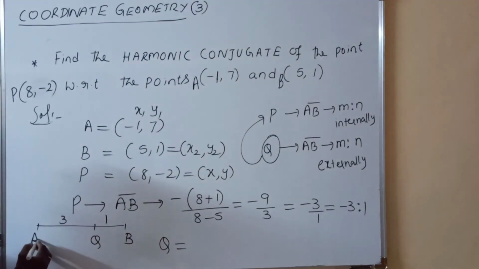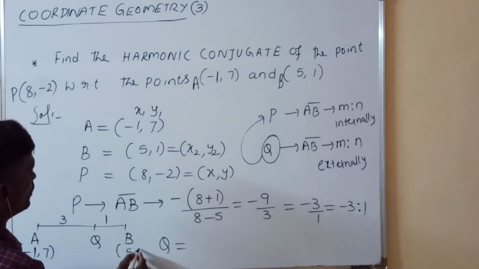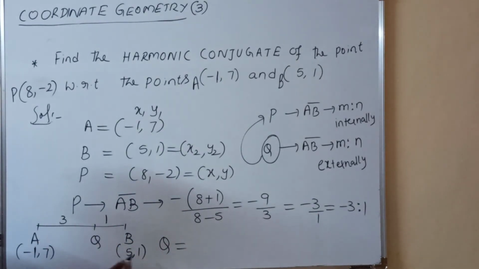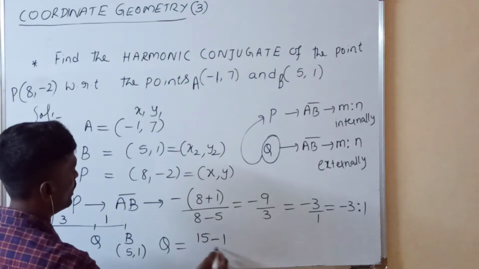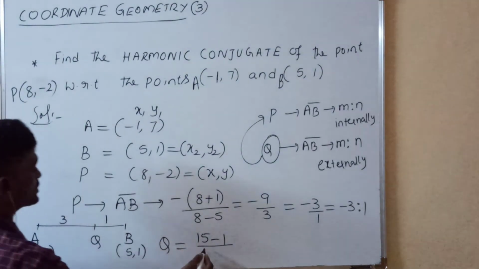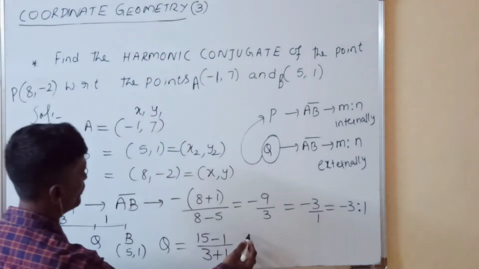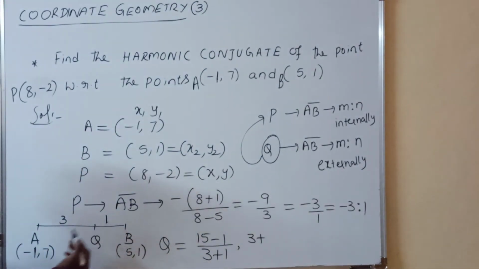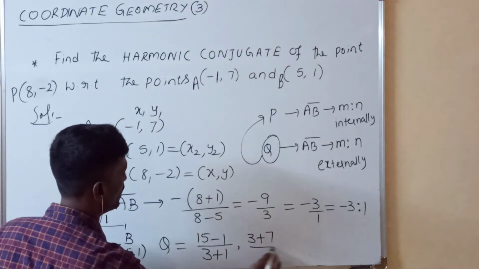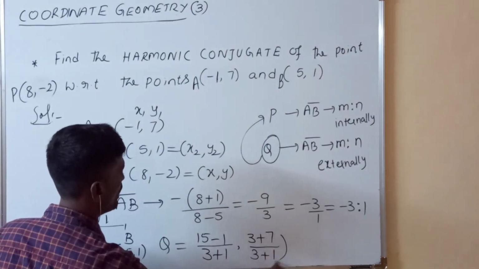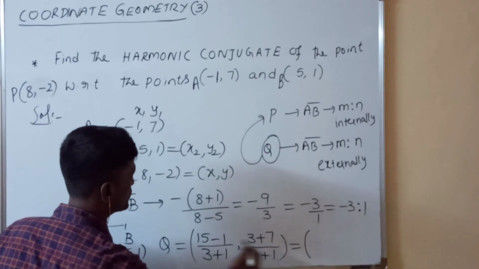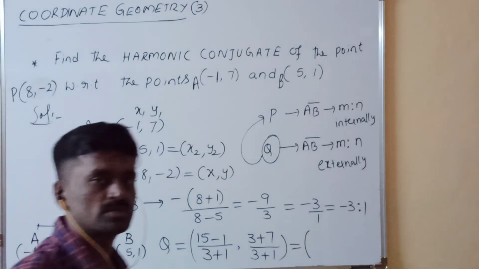mx2 plus nx1. What are the coordinates of A? Minus 1 comma 7. Coordinates of B? 5 comma 1. mx2, 3 fives are 15, plus nx1, 1 into minus 1, minus 1, divided by m plus n, 3 plus 1, comma my2, 3 into 1, 3, plus ny2, 1 into 7, 7, divided by m plus n, that is 3 plus 1. So 15 minus 1, how much? 14, divided by 3 plus 1, 4.